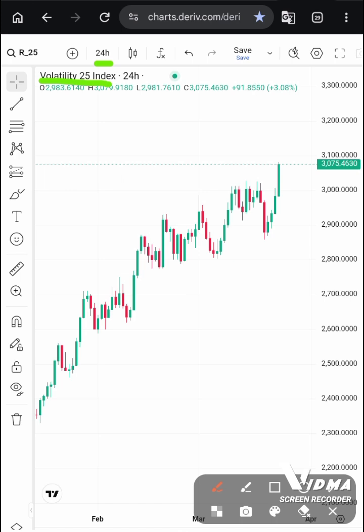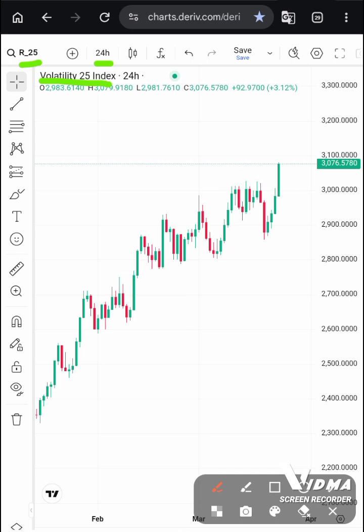to show that this is the 24-hour time frame. Meaning what? It means that each and every candle here that you see is representing a 24-hour period. Okay, then here, this one is the shortcut for the symbol.